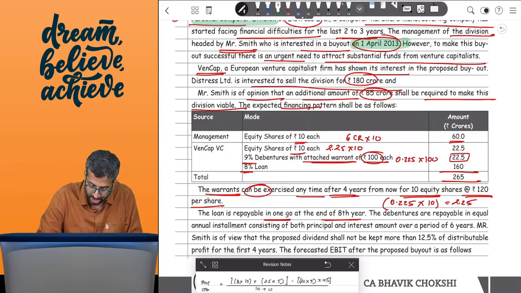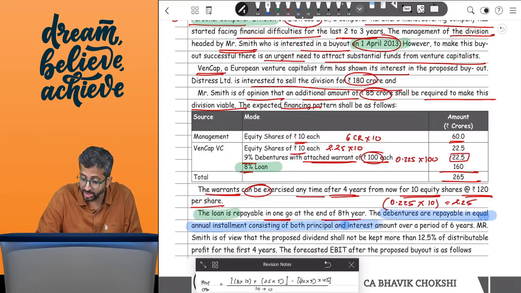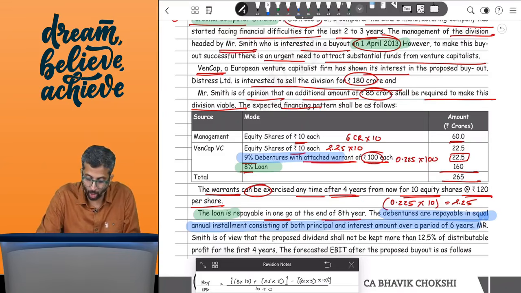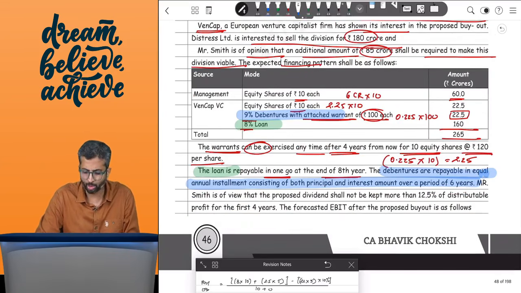What are we talking about? Sir, the loan, this amount. But the debentures are repayable in equal installments consisting both principal and interest over a period of 6 years. What are we talking about, sir? These debentures. Now the problem is debentures are repayable in equal installments of principal and interest. We don't know what is the amount. For the loan we don't have to bother.